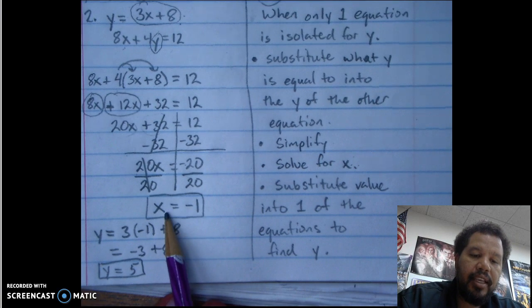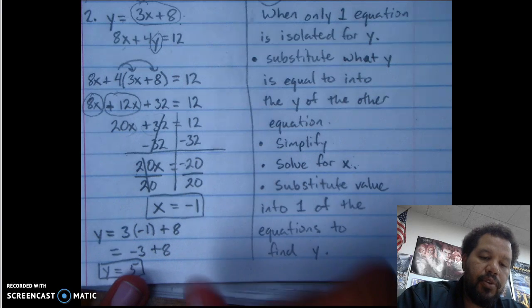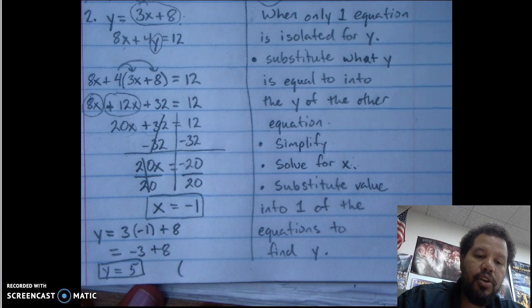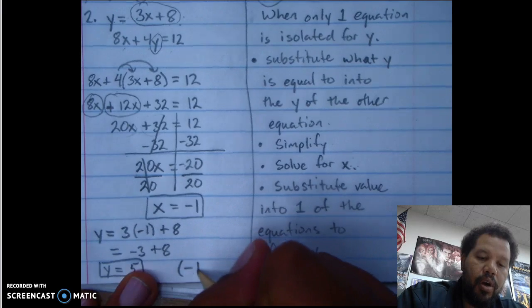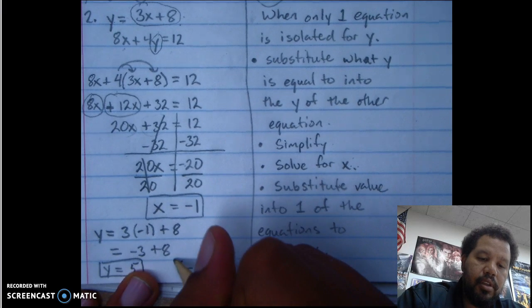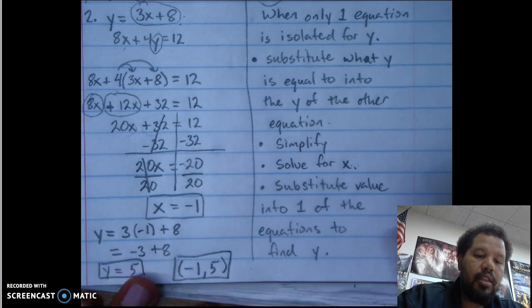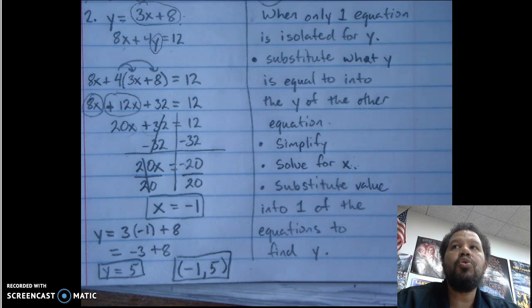So if my x is negative 1, my y is 5. So the point where these two lines intersect will be negative 1, 5. And this will be the answer or the solution to my linear system of equations.